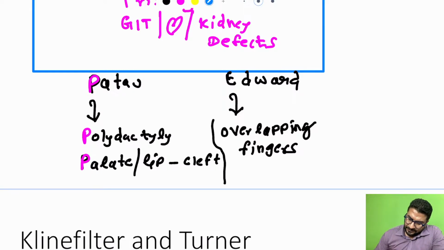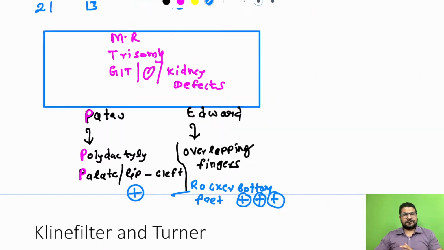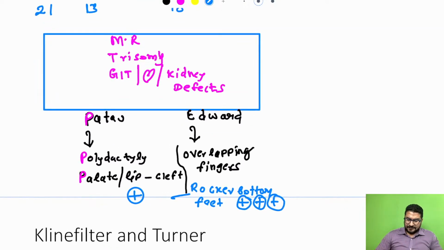Then there is a term called rocker bottom feet. So rocker bottom feet you will see classically in Edward. But remember, rocker bottom feet you can also see in Patau, but it is more classical for Edward. So these are the differences which you have to remember.